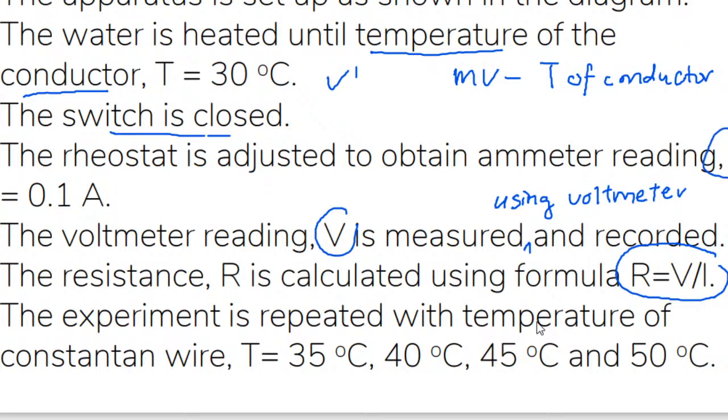Then experiment repeated with temperature of wire. So here, don't write temperature of water. If you write temperature of water, I don't give mark. It should be temperature of the constantan wire.